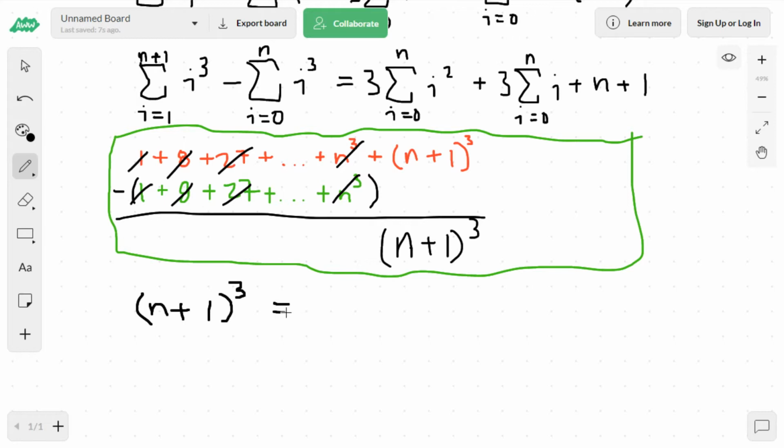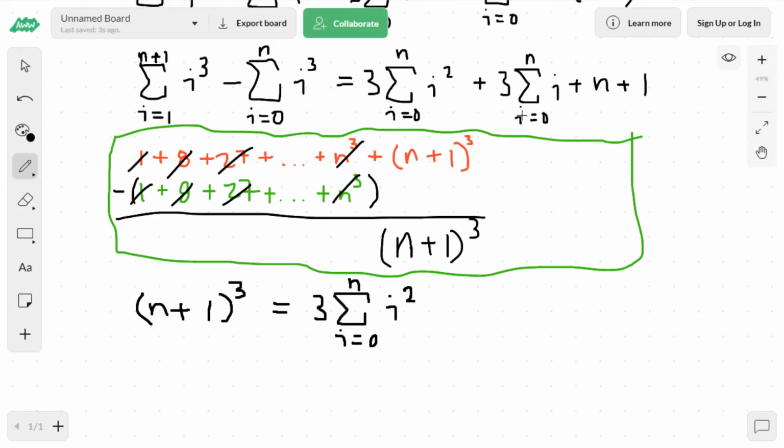On the right side, we still have this summation business of the squares, right? Let's do a better job. Okay, so as i goes from 0 to n of i squared. Okay, so that's our sum of squares right there.